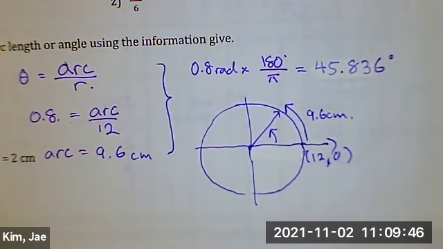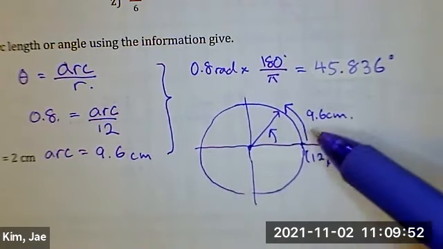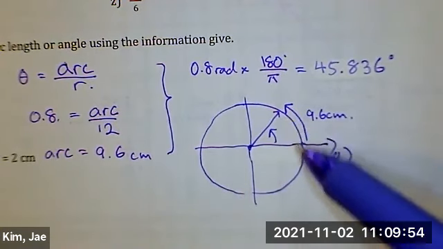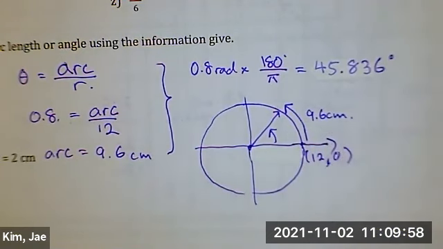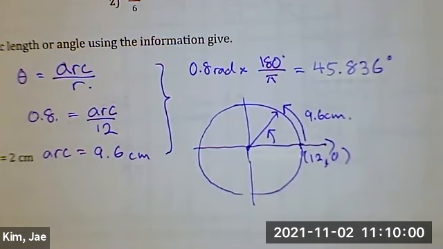That's what radians is, yes. If this was a unit circle, that would have been 0.8. But since it's not a unit circle, we multiply that by 12, we get 9.6. That's all it is. That's what radians is. It's a measure of distance.